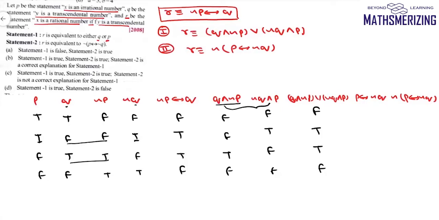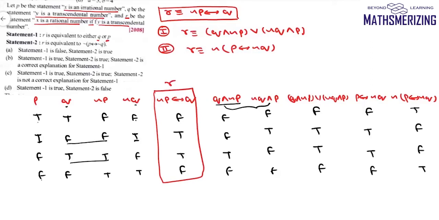Now, what is P if and only if not Q? So true, false, false, true, true, true, false, false, true, false, true, false. And if I take the negation of that, I'll get true, false, false, and true. Now, what's R? R is not P if and only if Q. So that's your R.